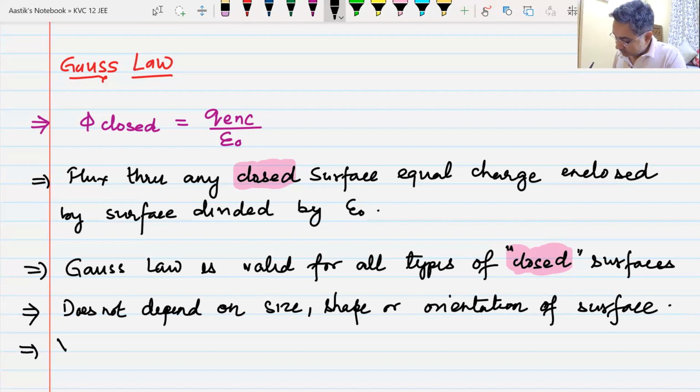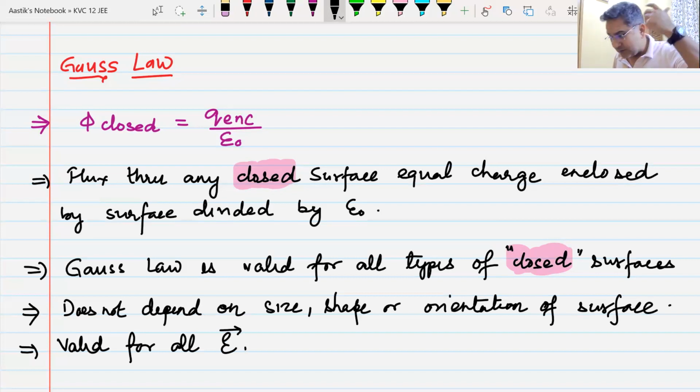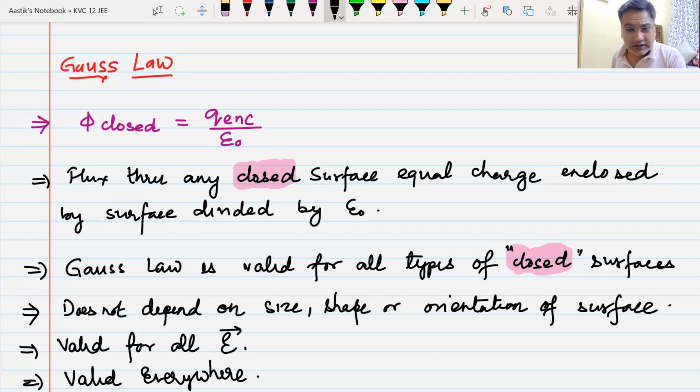Gauss law is valid for all types of electric field. Electric field may be uniform, non-uniform, or variable. Gauss law is always valid. Gauss law is valid everywhere. Anywhere in space, anywhere on the continent, anywhere on earth, it is valid everywhere. Do we understand this? But it is only valid on a closed surface. So it becomes a very phenomenal law.